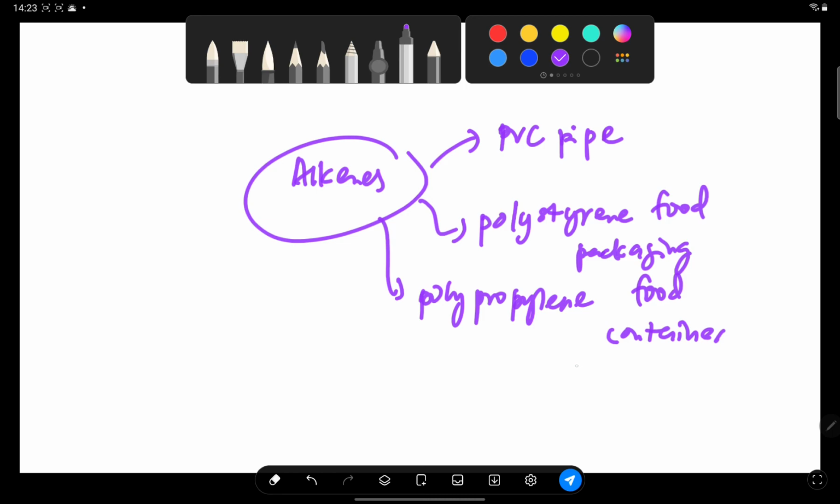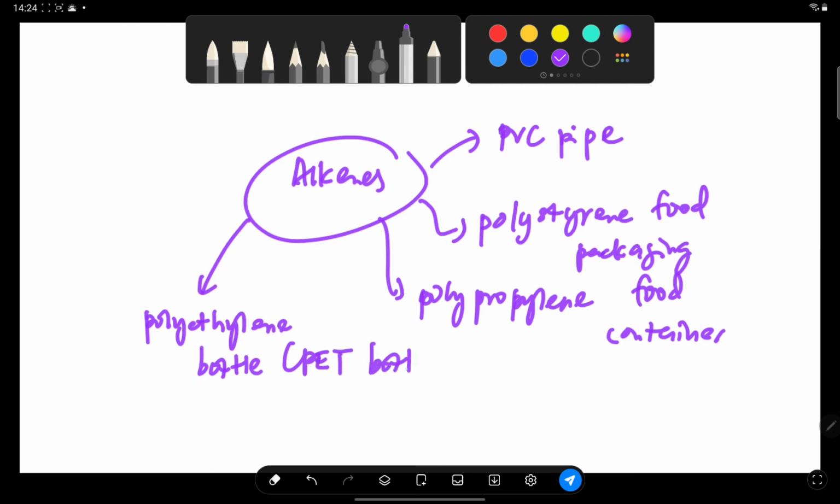and also PET, polyethylene bottle, what we call PET, polyethylene bottle. This is the basic application of alkene in our life.